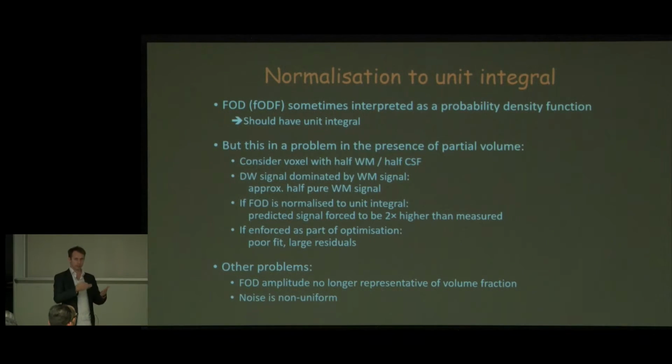I like to have an interpretation. If you think of it as probability, that's fine. That's what you want. But if you want it to be the apparent fiber density, basically, you don't want to be normalizing it at all. And also, it means that your noise distribution is not uniform. And that's the same for the normalization to the b0 as well. Less of an issue, but still something to worry about.